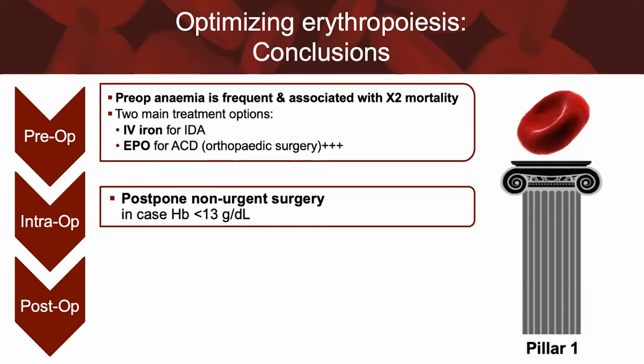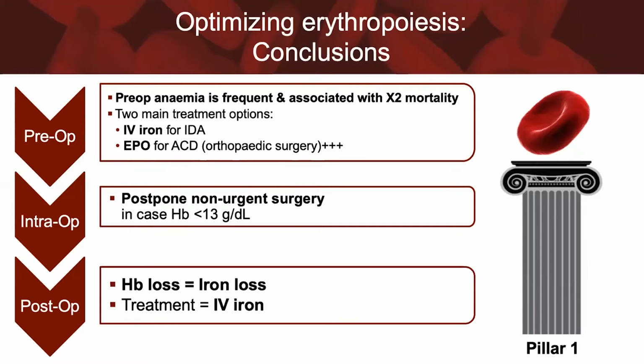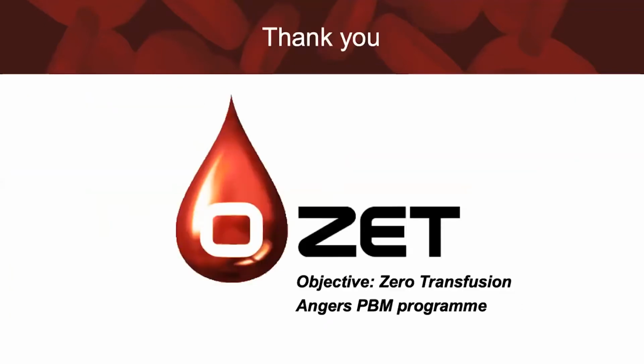Regarding the preoperative period, it is important to postpone non-urgent surgery in order to treat the low hemoglobin level. And then in the postoperative period, the loss of hemoglobin represents a direct loss of iron, and the best treatment for this is probably IV iron, in order to improve outcomes and not only hemoglobin levels or blood transfusion rates. Thank you for your attention.